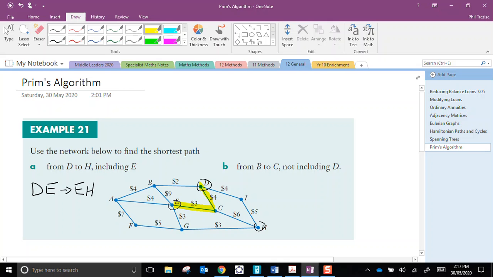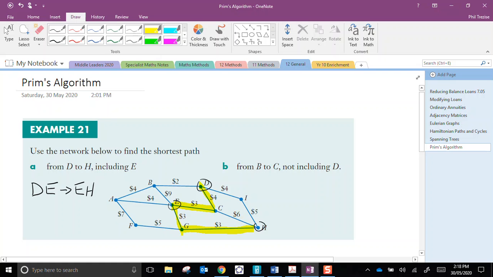Let's do that. Now, to get from E to H, we could backtrack by going back to C and then go along here, so 3 and 6 is 9. Or we could go down through G and then across, so 3 and 3 is 6, that's better. That's the one we will choose then. There is my shortest path.